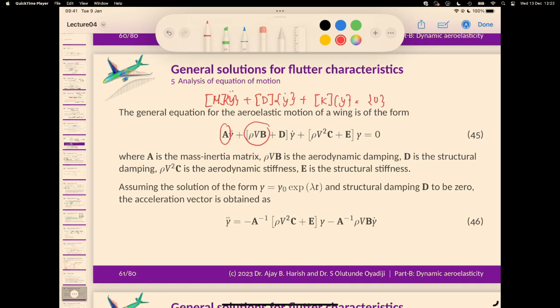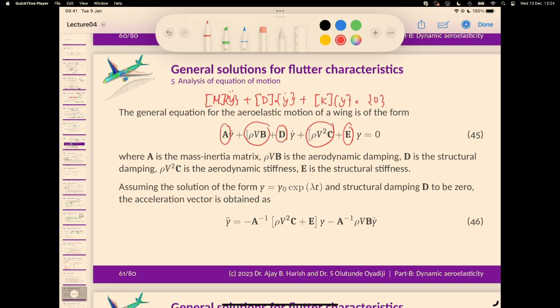our aerodynamic damping, so there's some damping coming because of the aerodynamics. D is coming because of the structure, structural damping, because of what material the structure is made of. Rho V squared C is the stiffness coming because of the aerodynamics, and E is the stiffness of the structure, like the spring of the structure in a way.